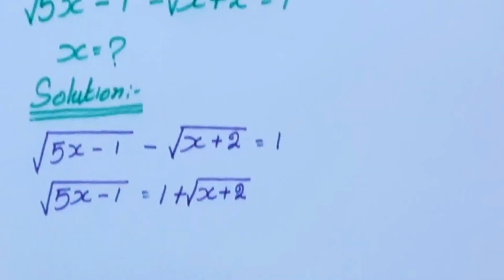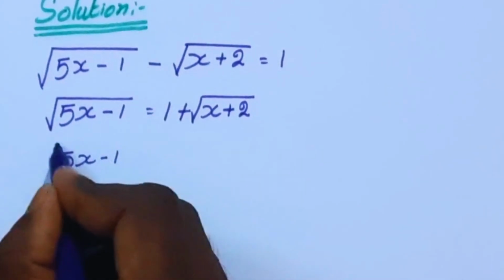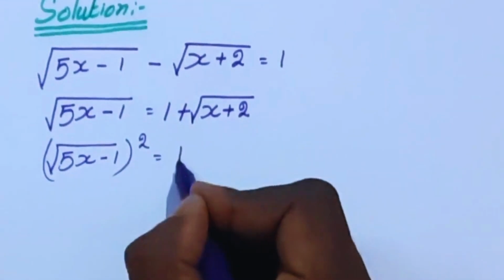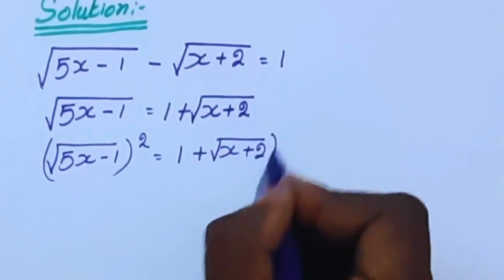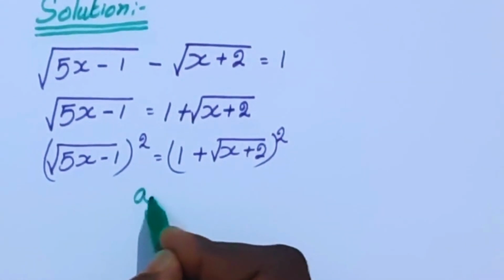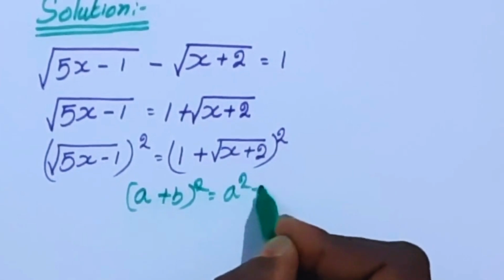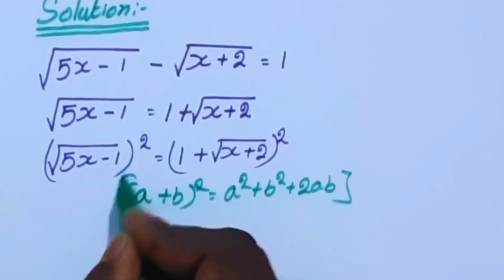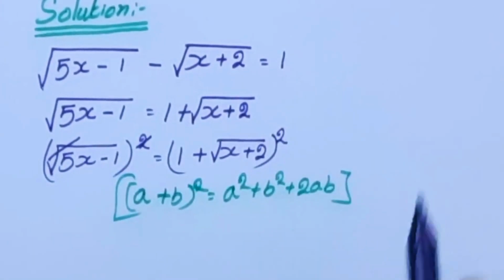Now take a square on both sides, so square root of 5x minus 1 whole square equal to 1 plus square root of x plus 2 whole square. Now we are going to apply this formula, a plus b whole square equal to a square plus b square plus 2ab. Also here the square and square root will be cancelled.